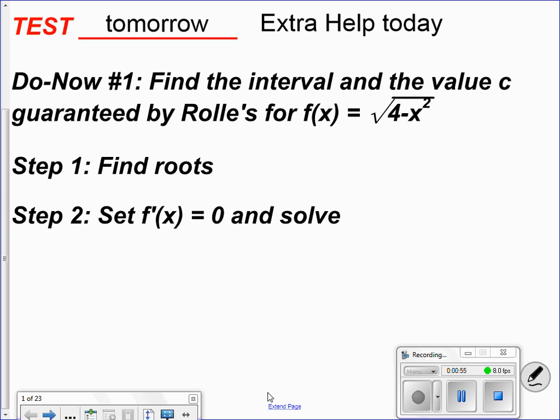So we're going to find the roots. And how do you solve that equation? What would you do first?